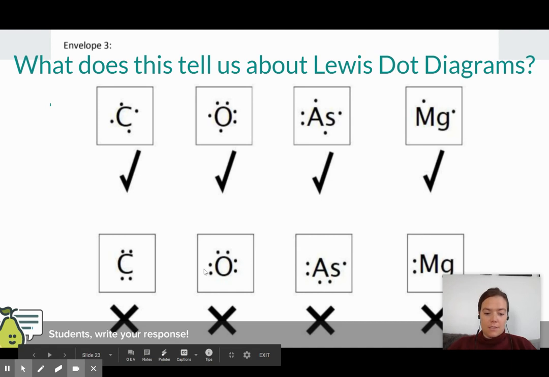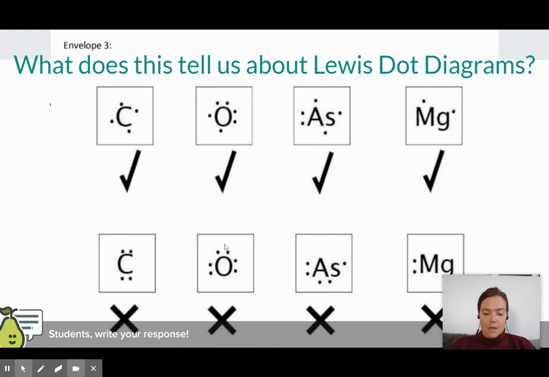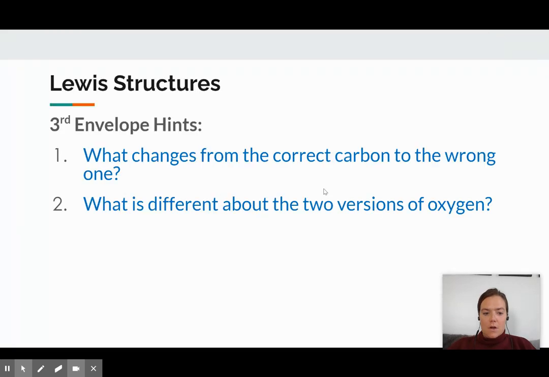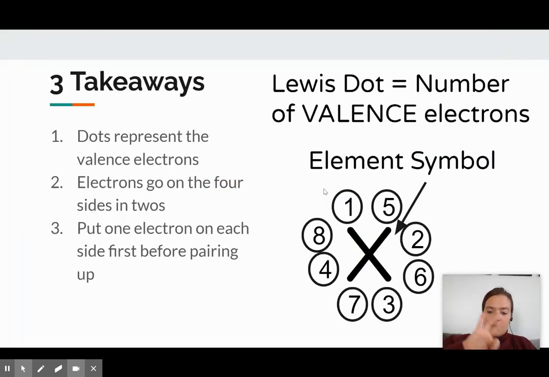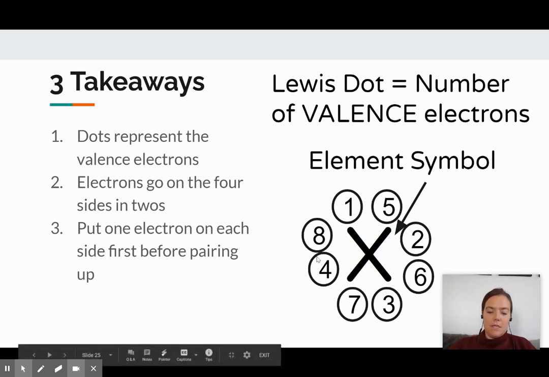Down here with oxygen, it does have 6, but how it's drawn here, there's not 1 on each side before pairing them up. So 1, 2, 3, 4, 5, 6. All right, we see that? Again, same idea with this magnesium and same idea with this arsenic. So our 3 big ideas: the dots represent valence electrons. The electrons go on our 4 sides, top, right, bottom, left. You have to put 1 on each side before you pair them up. Okay?